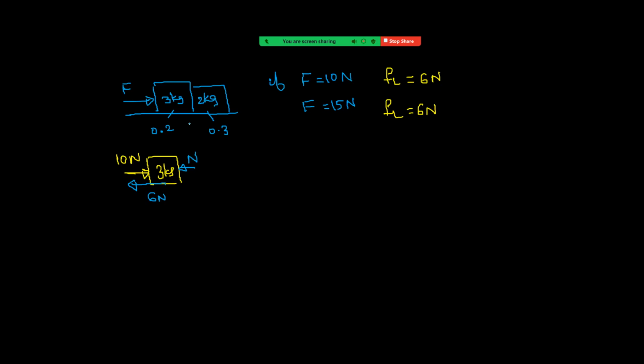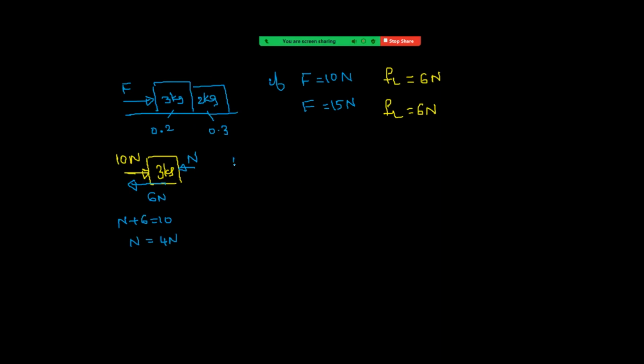We know that for 10 Newton, the system does not move. That's why on each block the net force must be 0. So here we can say N plus 6 equals 10. That implies N equals 4. So the force by the 2 kg block on the 3 kg block is 4 Newton.